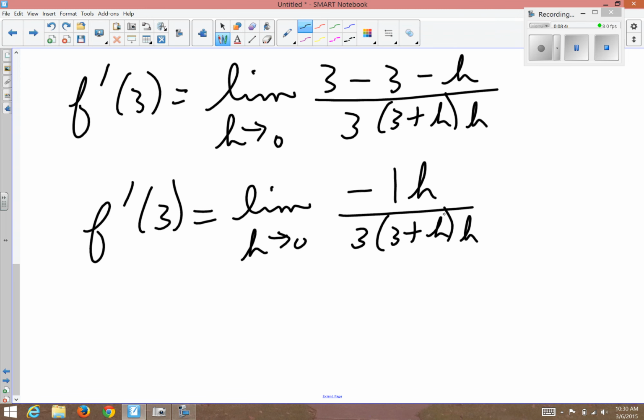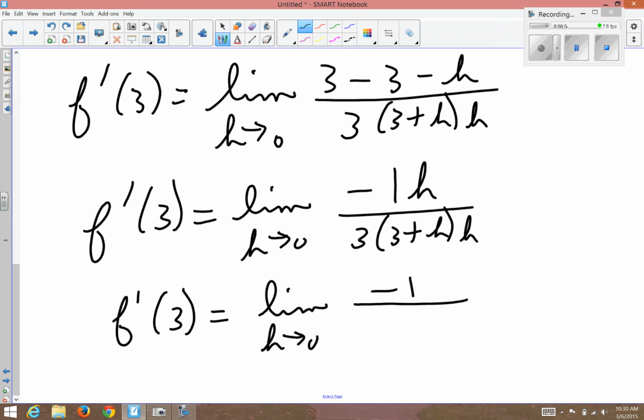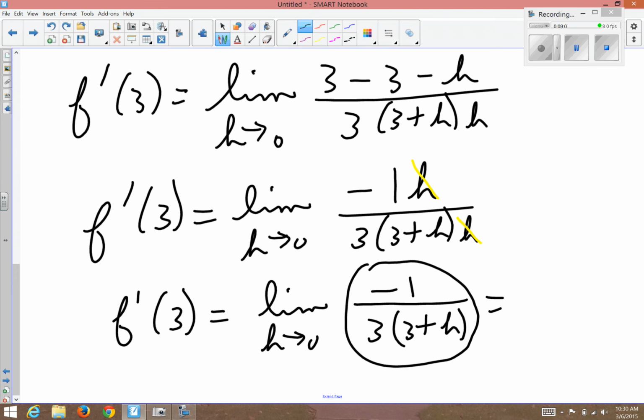And the h up there and the h down there cancel. The derivative of the function at x equals 3 equals the limit as h approaches 0 of negative 1 over 3 times 3 plus h. Because of this canceling. And the limit of this as h approaches 0 is negative 1/9.